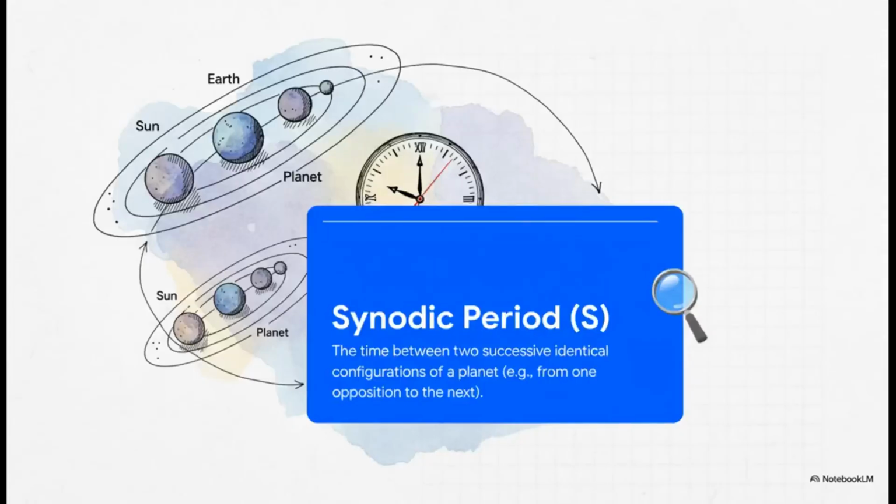Now, the synodic period is completely different. It isn't about one lap. It's all about alignment. It's the time it takes for the Sun, the Earth, and another planet to get back into the same geometric arrangement. So the time from one opposition to the next opposition, that is the synodic period. It's the only one we can directly see and time from here on Earth.